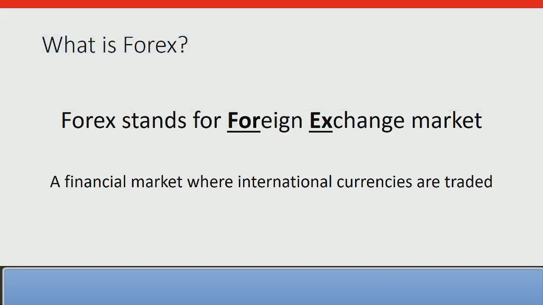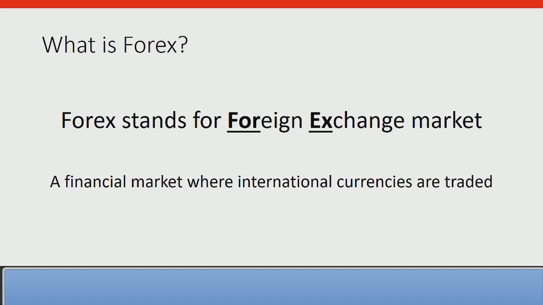So let's start with the very basics, and if you are new to Forex trading, then this is a good introduction to get started, to get the fundamentals down. If you are a little bit more experienced, you might want to skip ahead, although this just takes a few minutes, and I think it's always important to brush up on your fundamentals and the basics.